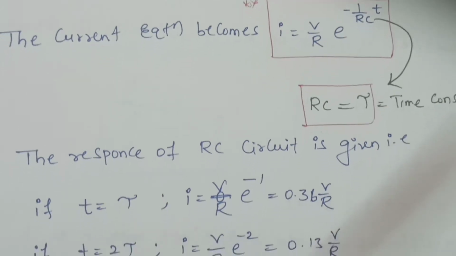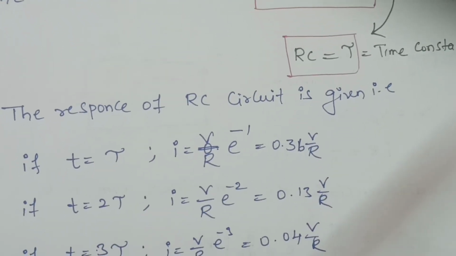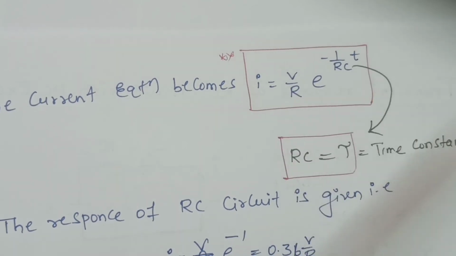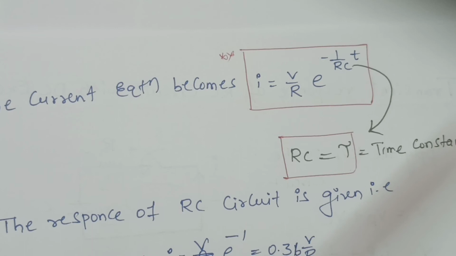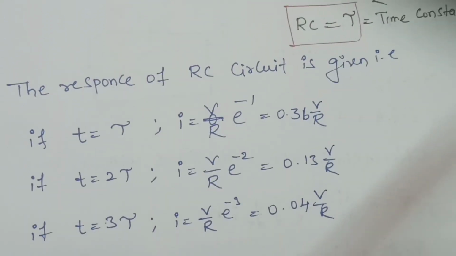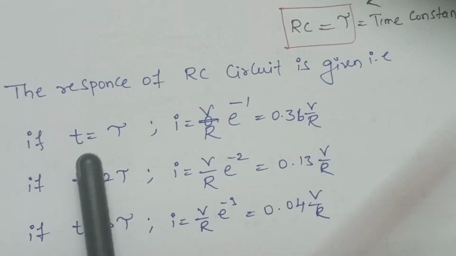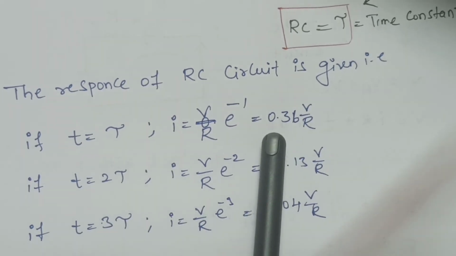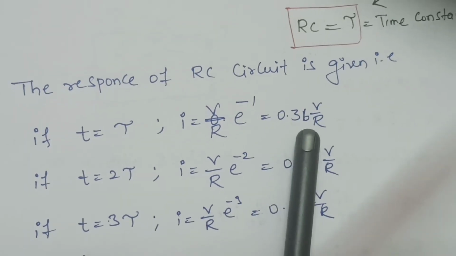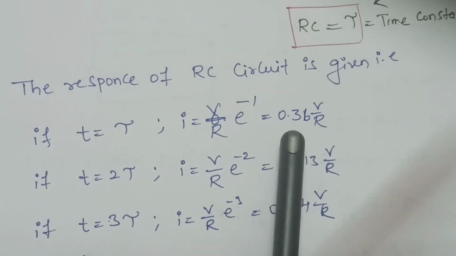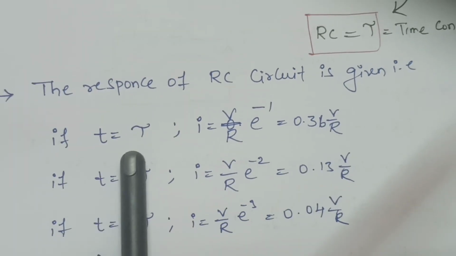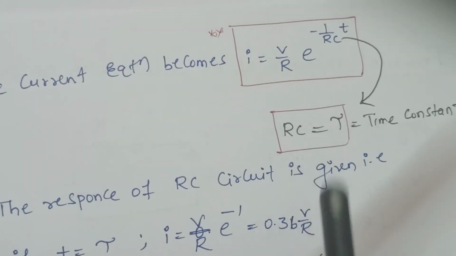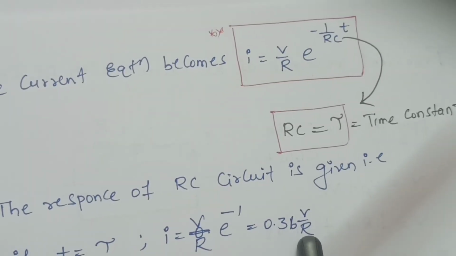Now you need to draw the response of the RC circuit by using this final response. By using this value, we need to take some tau values. If you are taking t equal to tau, our response is I equal to 0.36 into V by R. Substituting t equal to tau in our final response, I am getting 0.36 into V by R.